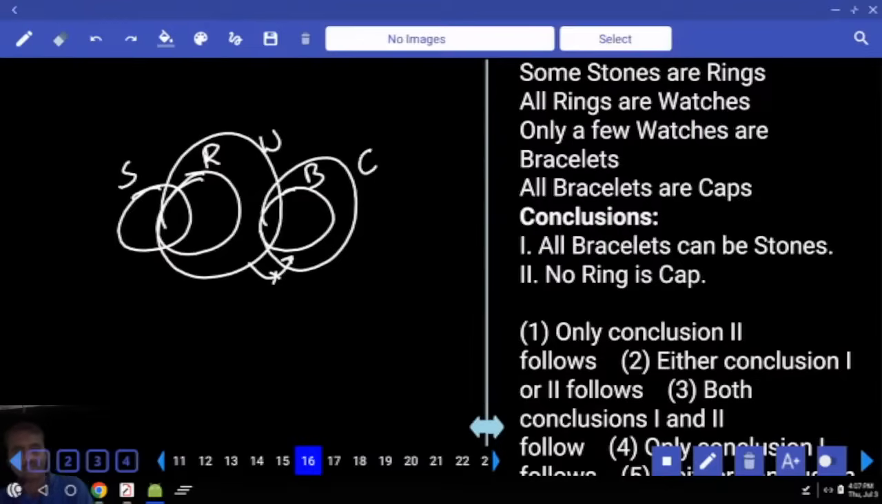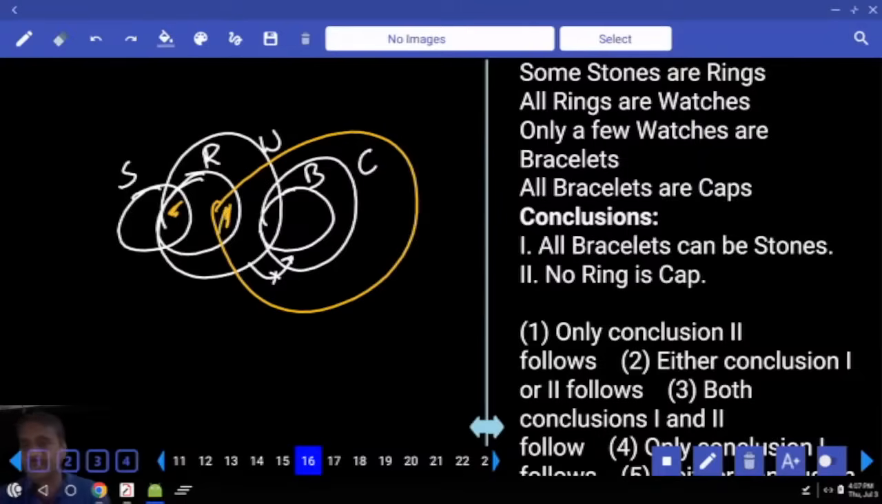Now this entire bracelet is cap. Then first one, all bracelets can be stone. Now bracelets and stones are what? Possible or not possible? Can I write stone like this or not? Stone and bracelet must be intersected. We are intersecting stone and bracelet. Possible or not possible? Possible.